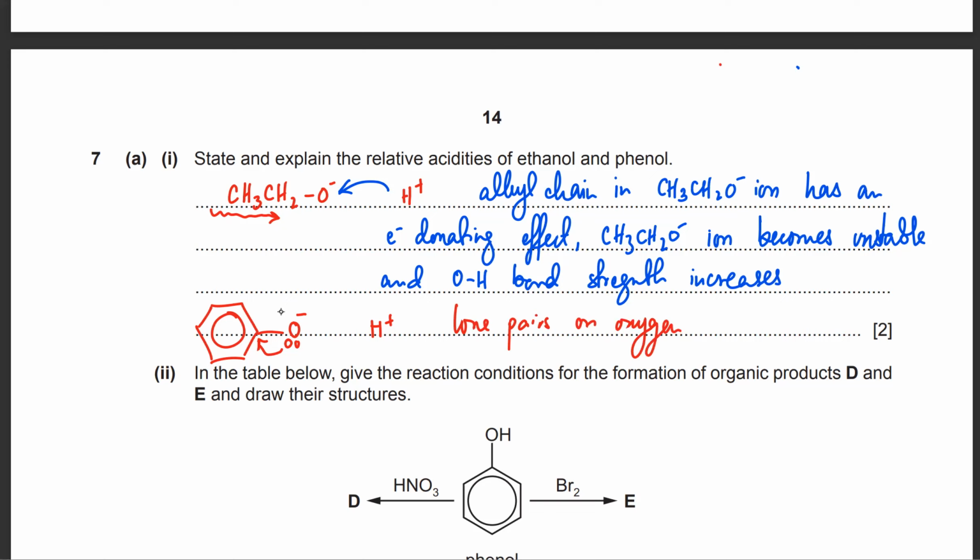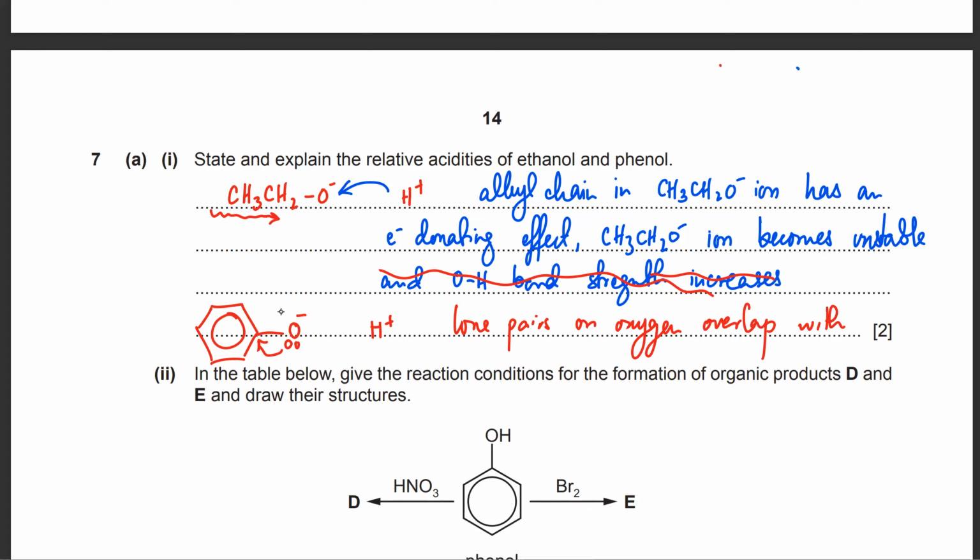You don't even have to write more than this, because it's a 2-mark question. You don't have to go into a lot more detail. So lone pairs on oxygen overlap with benzene's pi electron cloud, and this ion, which is the C6H5O -1 ion, becomes stable. That's about it. It's just a 2-mark question, so you don't have to describe that the negative charge density would decrease and the H+1 would not be attracted as strongly. Is that clear?